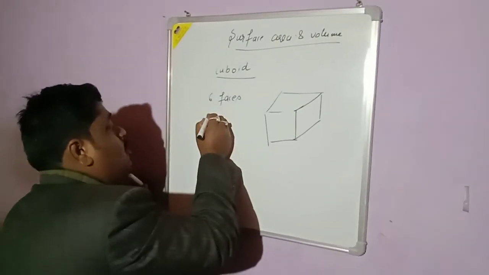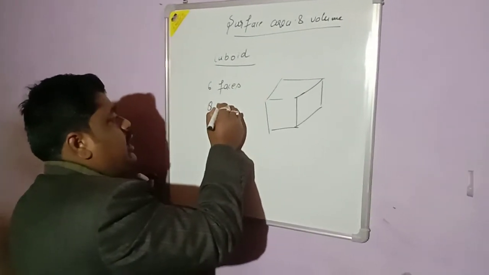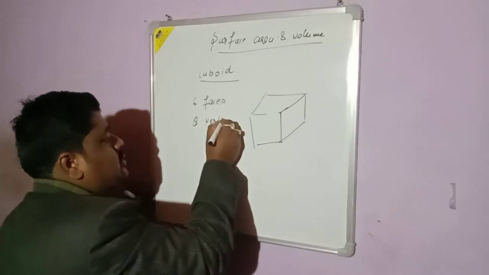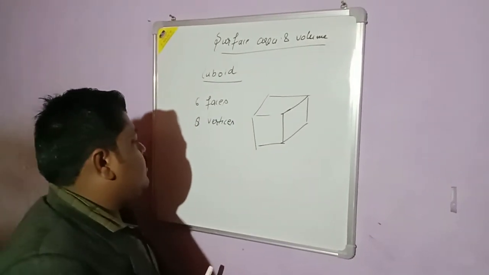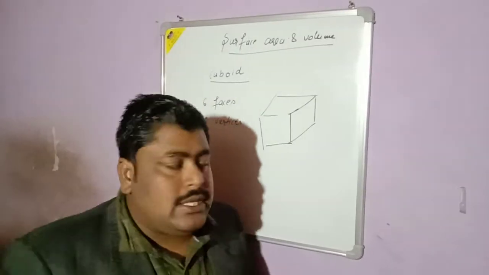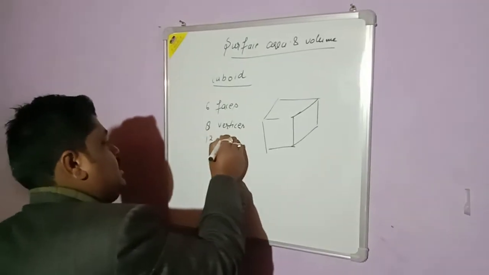And how many vertices are there? There are 8 vertices. And when we count the number of edges, there are 12 edges.